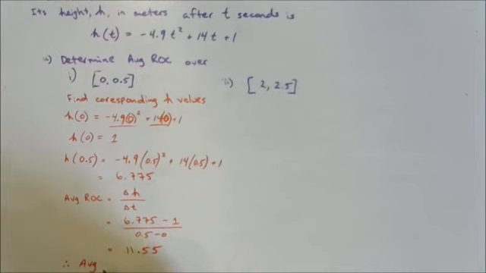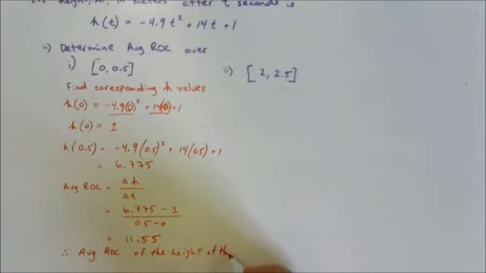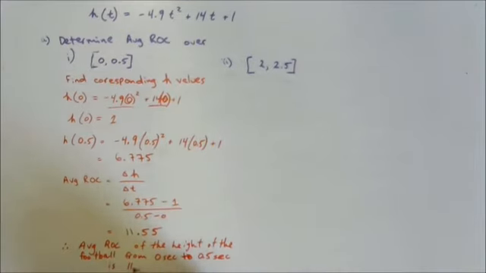Let's give ourselves a little statement. The average rate of change of the height of the football from 0 seconds to 0.5 seconds is 11.55 meters per second.